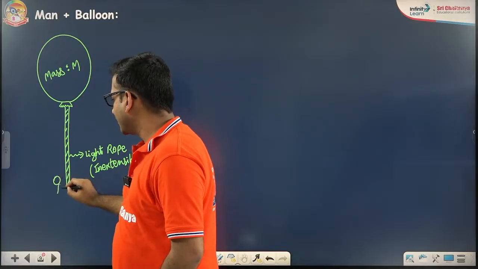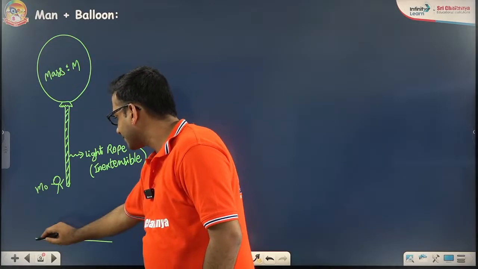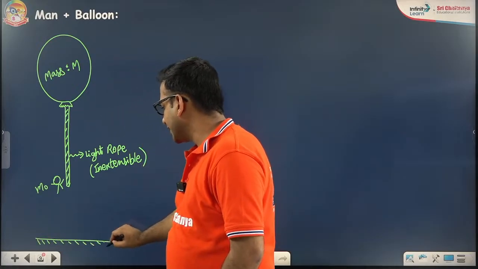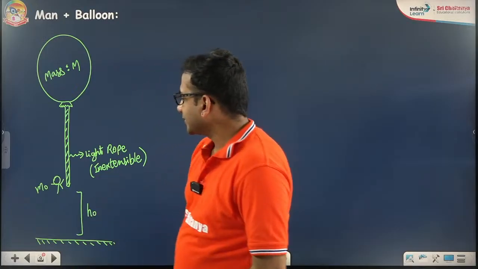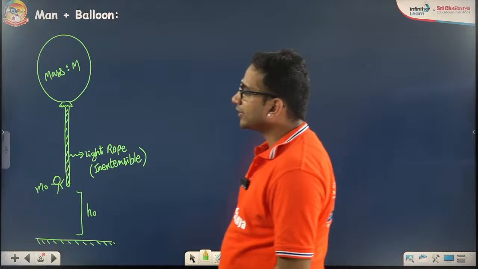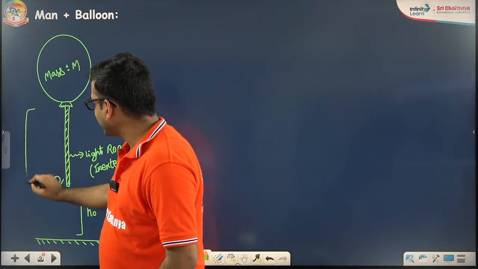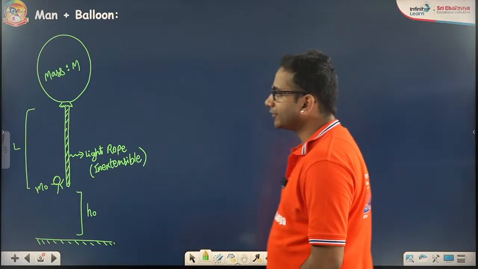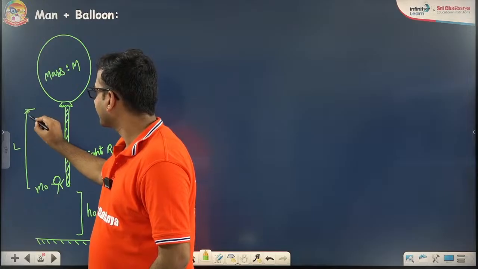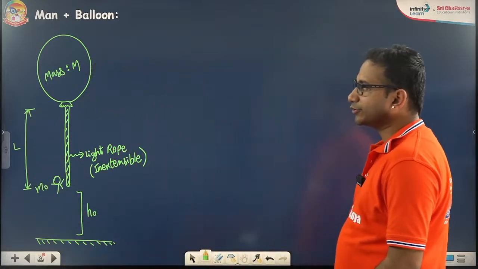And there is a man of mass m0 over here. This is, say, the h0 height from the ground, the initial height of the man. This is the length of the string, capital L, from here to here. The length of the rope is L.